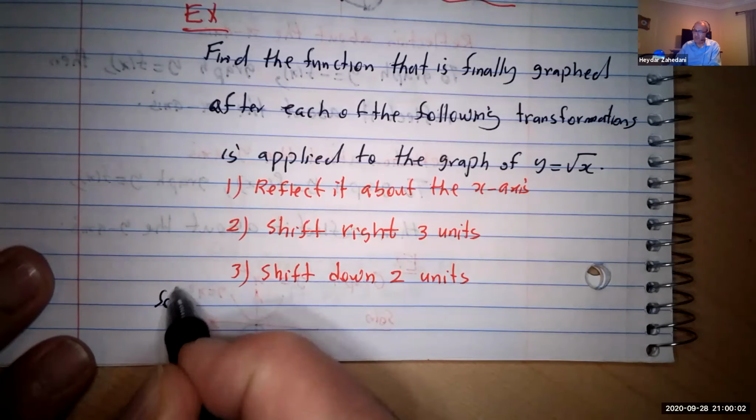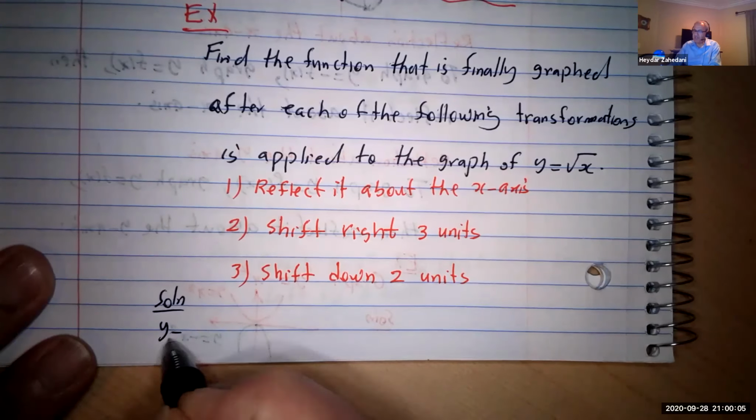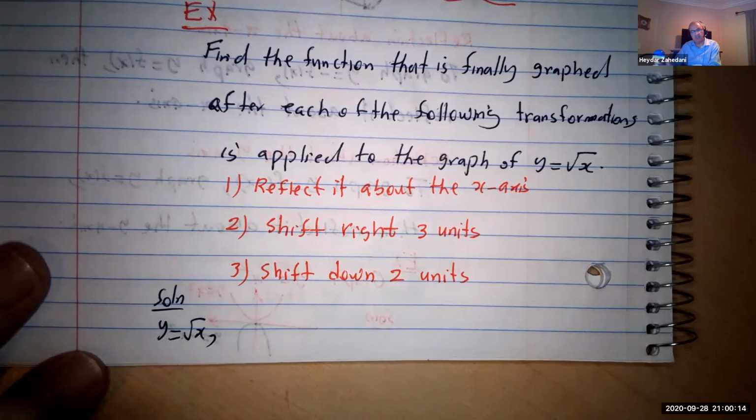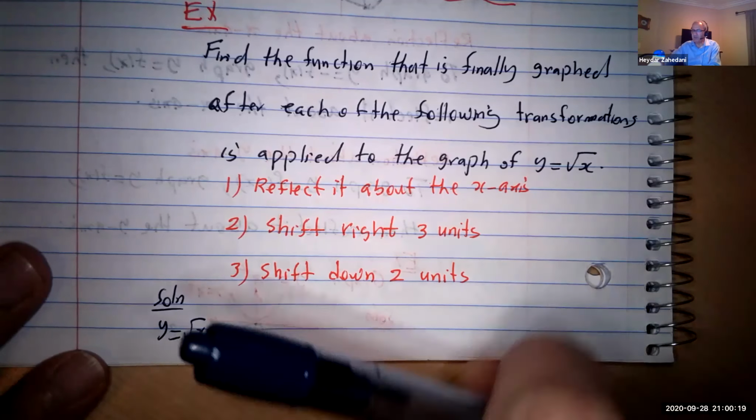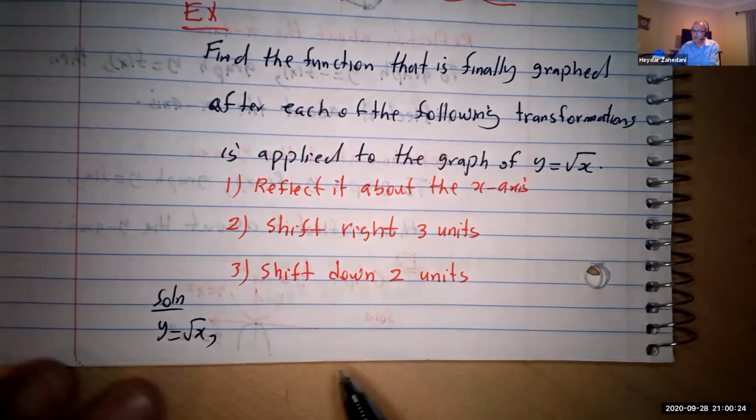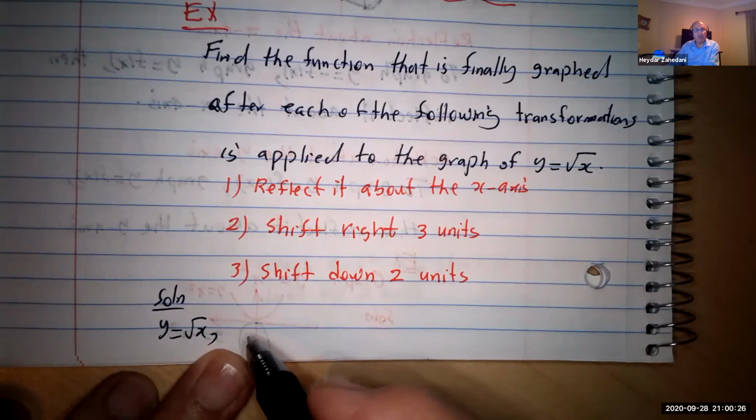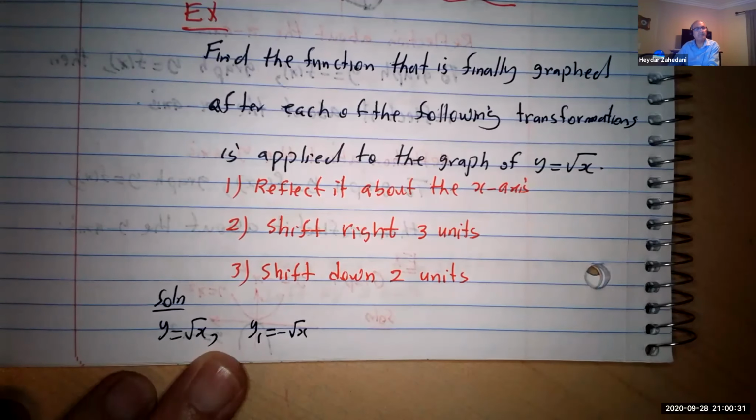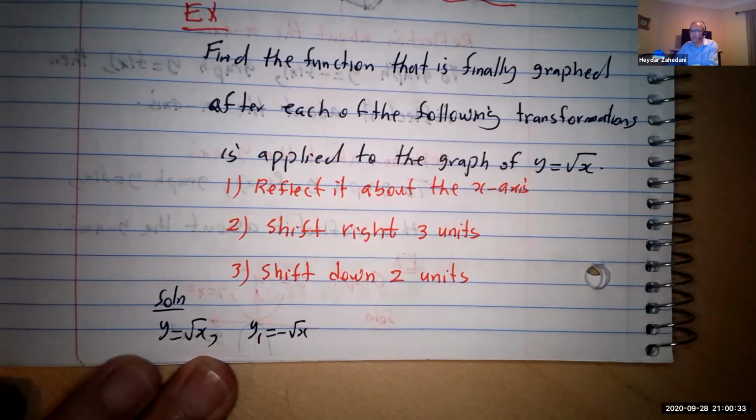Okay, this is going to be the solution. So I start with the radical x. That's the first function. First action, reflection with respect to the x. Reflecting to the x means the mirror is on the x. You change the y only, up and down. That's a reflection. So y goes to negative y. I'm going to call it y1. It's going to be simply negative radical x. Here I change the y into the negative y. That gives a reflection to the x-axis.